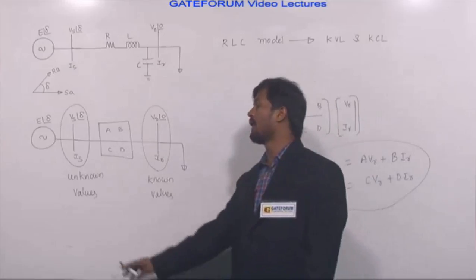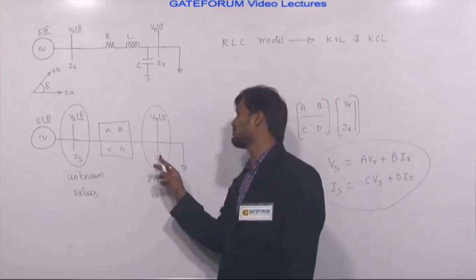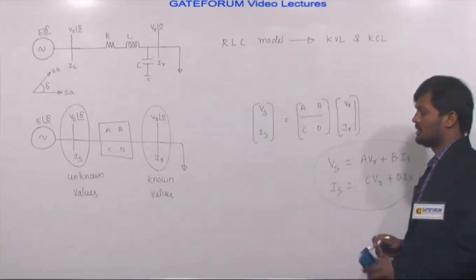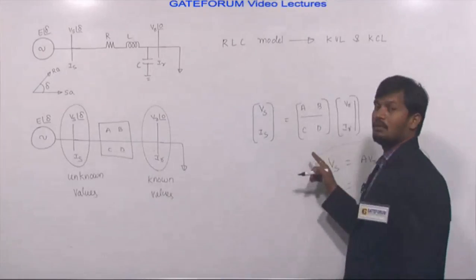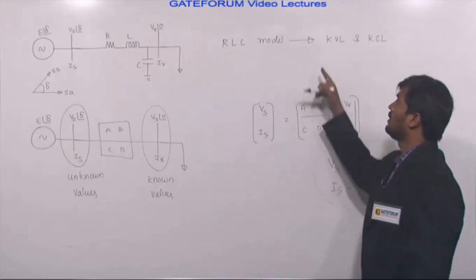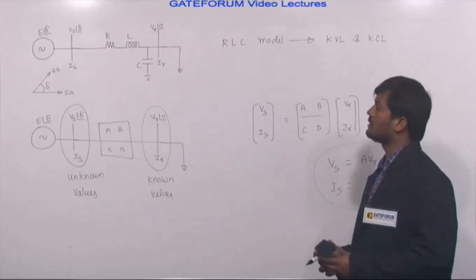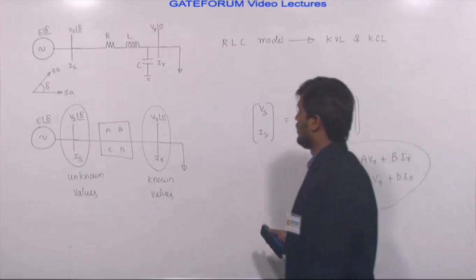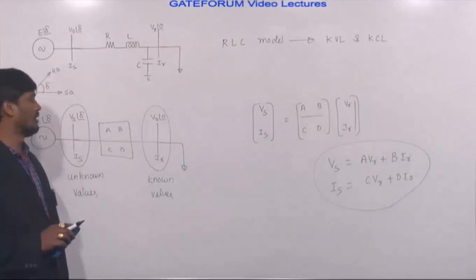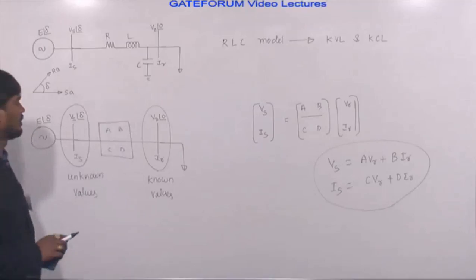Why? Because sending end values are unknown values, depending on the receiving end. Those unknown values are represented in terms of known values by using ABCD parameters. Therefore, ABCD parameters reduce the time to solve the transmission line parameters, whereas RLC models take more time to solve. It is very clear, transmission lines can be represented by using the RLC model, but we use ABCD parameters instead of the RLC model.